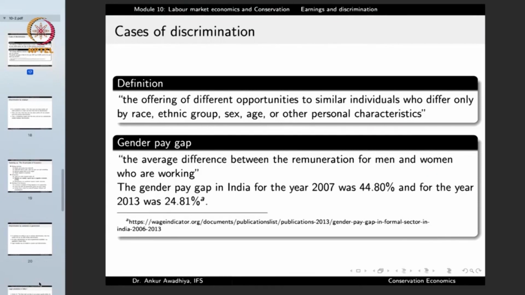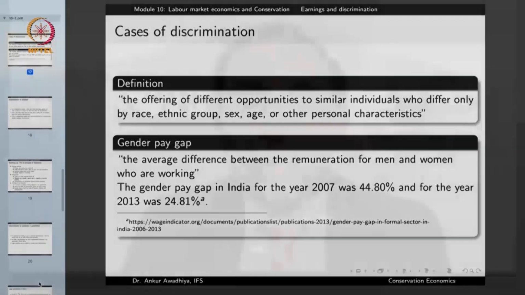Now, discrimination is defined as the offering of different opportunities to similar individuals who differ only by race, ethnic group, sex, age, or other personal characteristics. So, when we talk about discrimination, we are saying that there are two workers who are practically the same. They have the same education, they have the same ability, they will put up the same effort, but still we employ one and we do not employ the other because the one that we are hiring probably speaks the same tongue or belongs to the same community or the same religion. So in this case, we will say that we are discriminating one against the other.